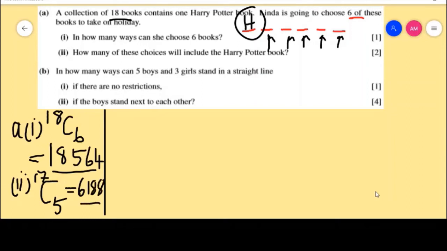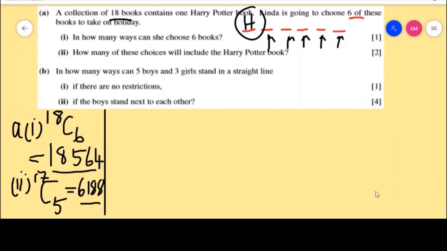With this question, you want the Harry Potter book to be in your choices, so you put the book there already. You don't choose the Harry Potter book, you take it and put it there. It means you have 5 books to choose. You pick 5 books, but not from 18, because you have used the Harry Potter book, so it's from 17.